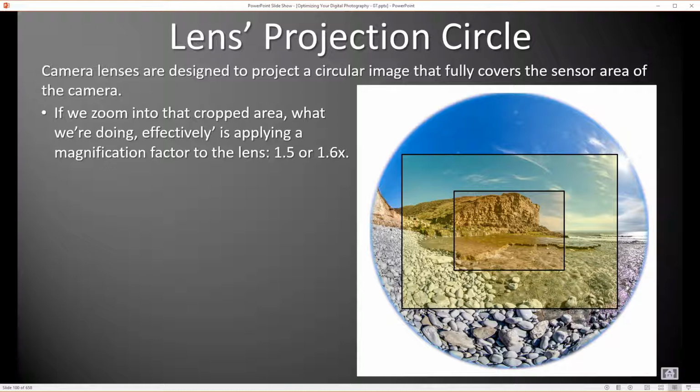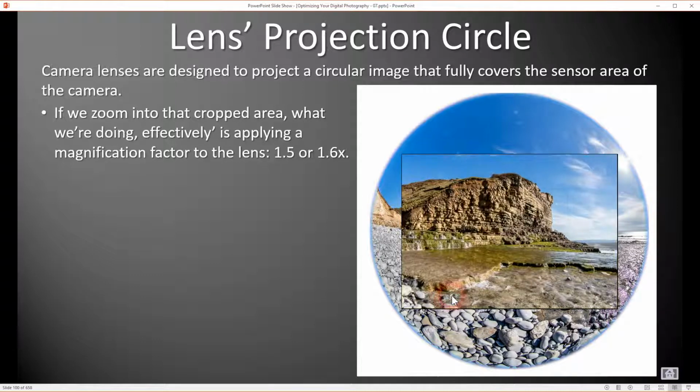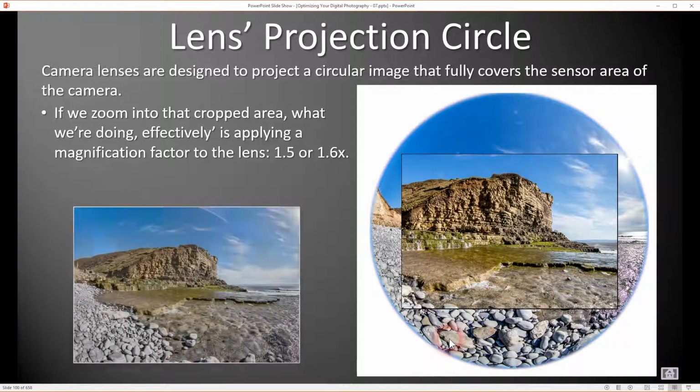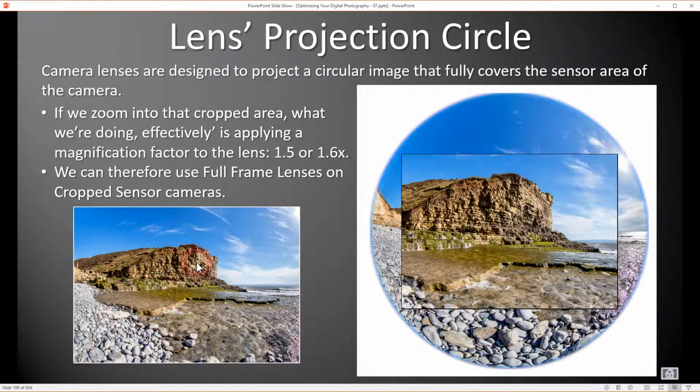So if we zoom into that cropped area, what we're doing is effectively magnifying that area to produce a full image that the camera is capturing. Instead of having the original image, we have a magnified view filling the entire sensor. Here we have the full frame image, and here we have the cropped image, and we can see it's a magnified part of the center of this. So we can use full frame lenses on cropped sensor cameras.